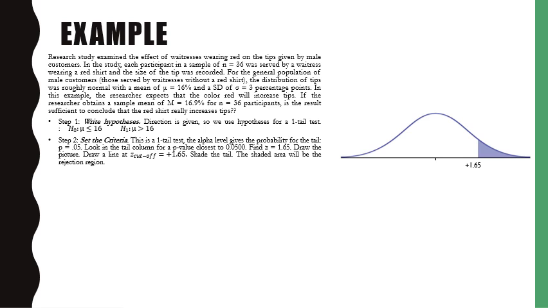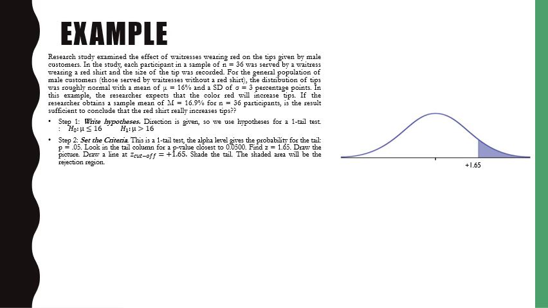So here's your picture. You have a one-tail test. Let's look up the criteria. So the alpha level gives the probability for the tail in this case. Since the alpha level is 0.05, the probability is 0.05. There's no need to divide it in two. There's not two tails. There's only one tail. So the entire alpha level is the probability you look up in your tables.